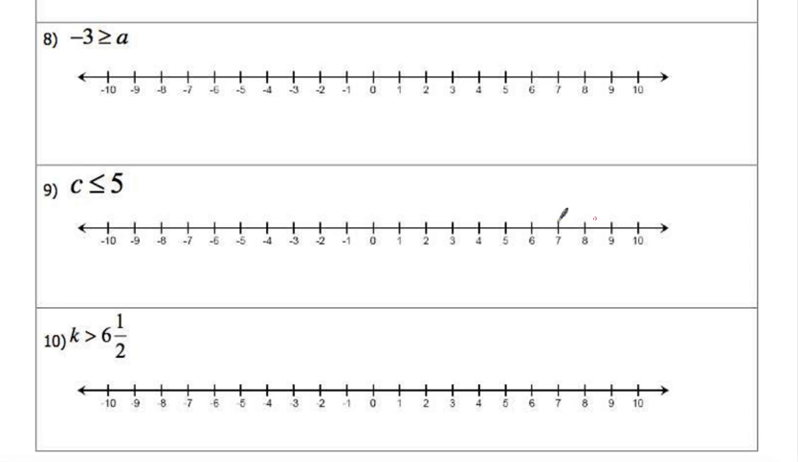Okay, I'm going to do number 10. I'm going to skip around a little bit. K is greater, because the big side is towards the K, than 6.5. So we're going to come to 6.5. We're not equal, not closed fist, so open circle. And it says K is greater, so we're going to go towards the bigger numbers.